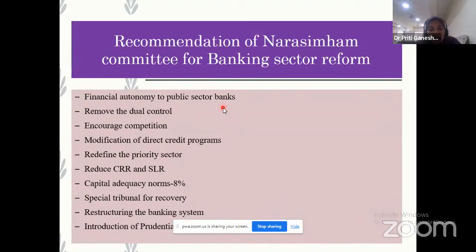Don't omit this. This question has a bright chance to come in your paper. Explain the recommendations of the Narasimhan Committee for Banking Sector Reform. This question, please do, please cover in your paper. Read it, don't omit it. It will come in some twisted way in a different frame. Introduce the banking sector reform, introduce the recommendations given by the committee to develop the banking sector.